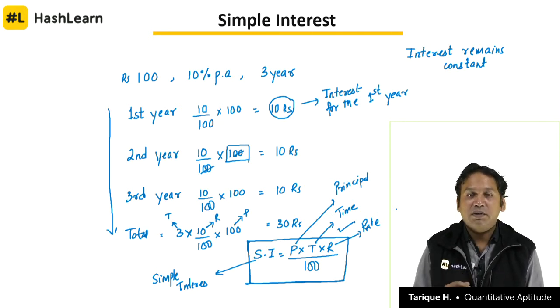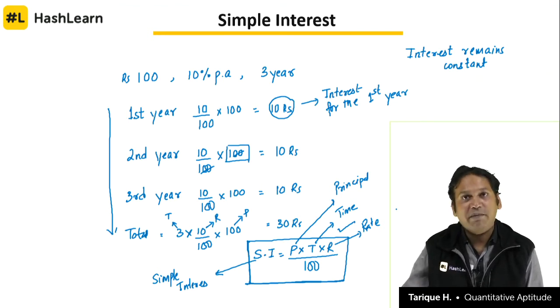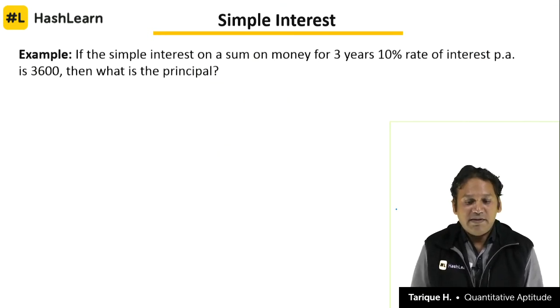That is why we'll now see what else we need to know, what are the better formulas for simple interest. First of all, we'll take a basic question. If the simple interest on a sum of money for 3 years at 10% rate of interest per annum is 3600.